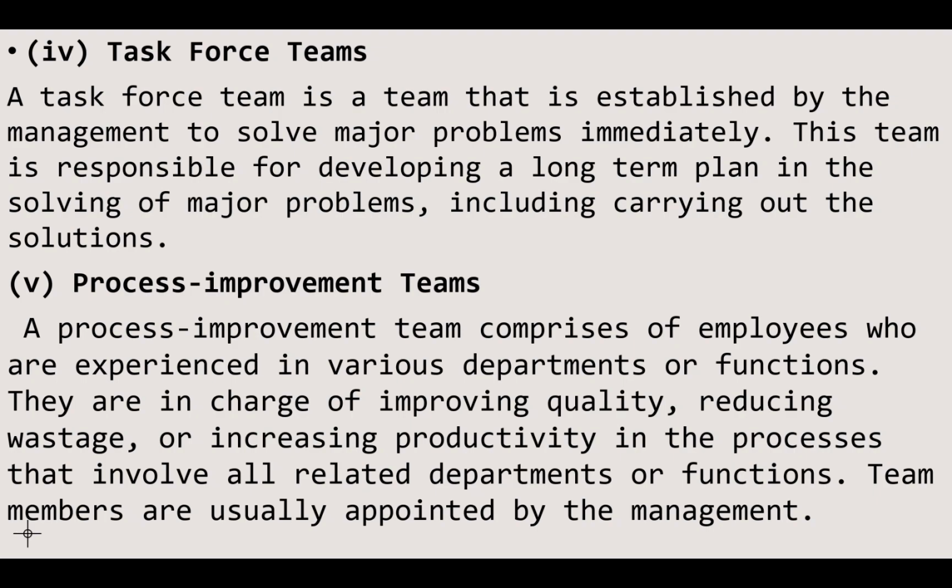Then number 5 is process improvement teams. A process improvement team comprises employees who are experienced in various departments or functions. They are in charge of improving quality, reducing wastage, or increasing productivity in processes that involve all related departments or functions. Team members are usually appointed by the management.